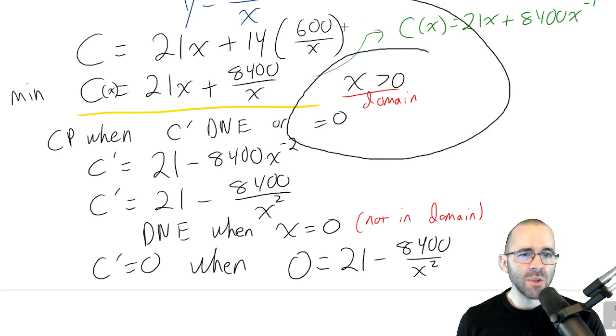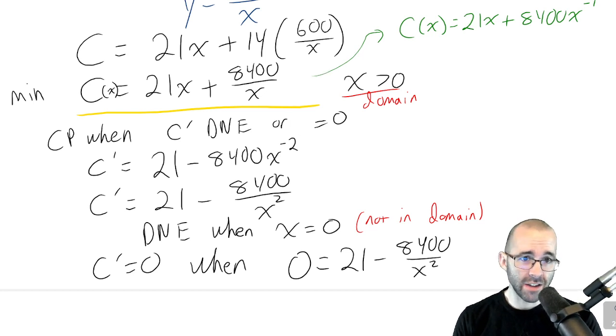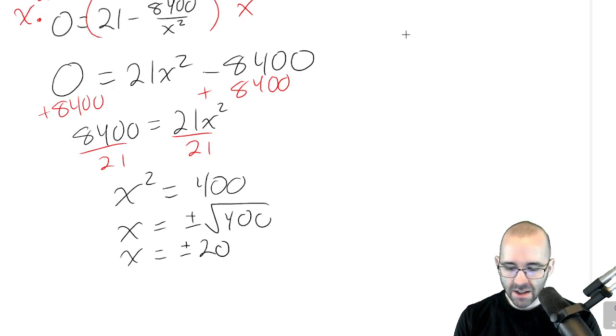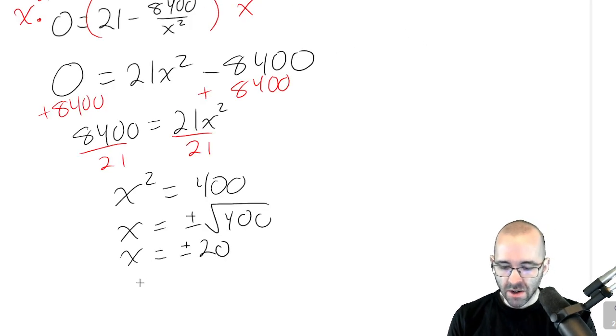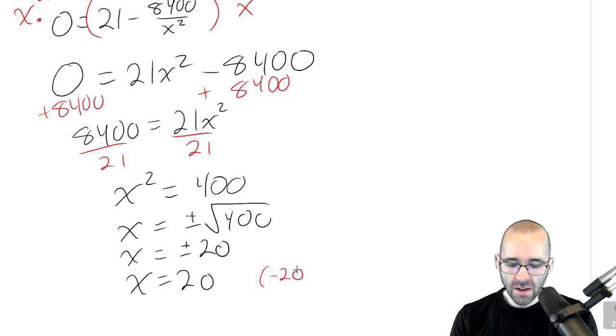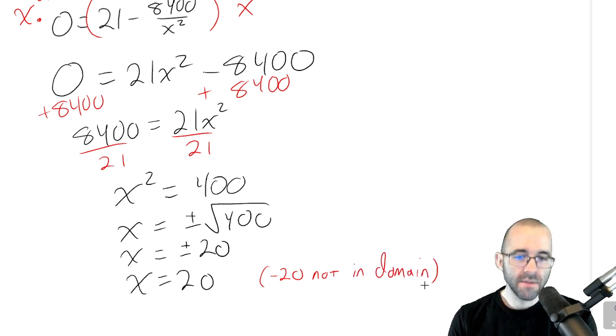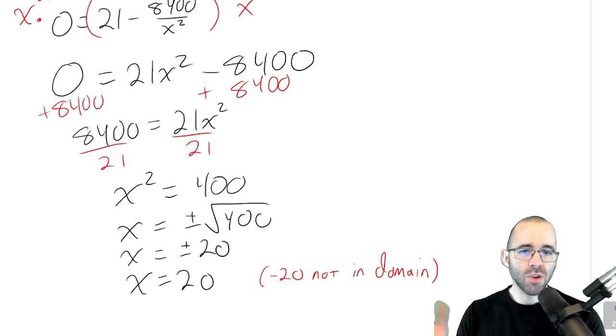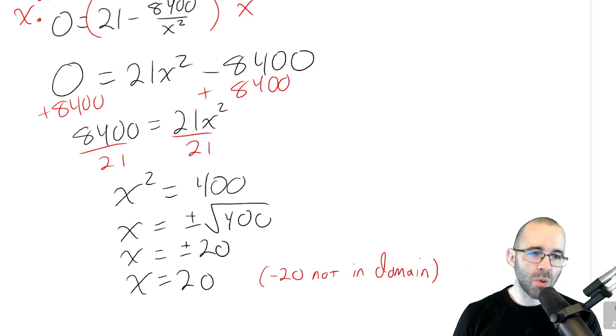Our domain, remember, domain is just the numbers that make sense. Negative 20 doesn't make sense for building a parking lot. So again, negative 20 is not in our domain. We'll just say x is 20. Negative 20 is not in the domain. So we have our critical point. The first critical point wasn't in the domain. We found a second critical point that wasn't in the domain. This is the only critical point that is in the domain.